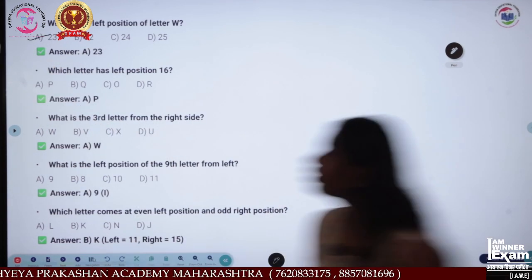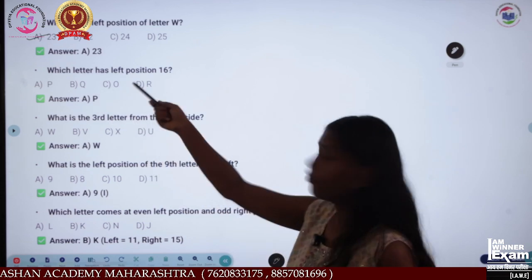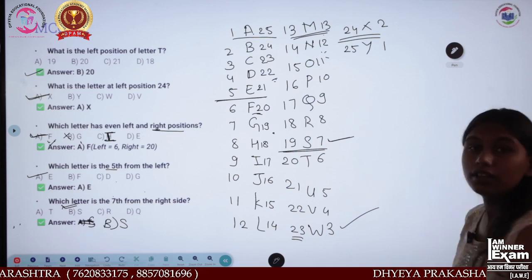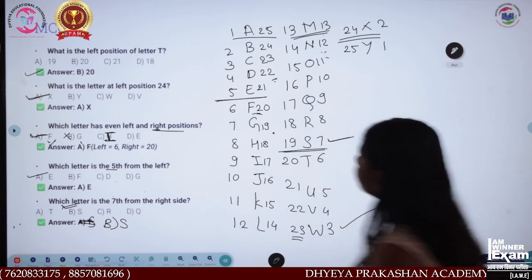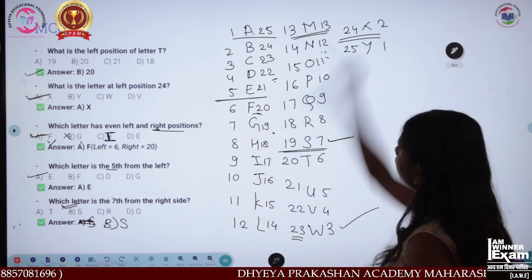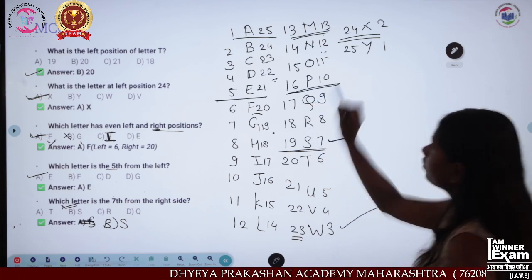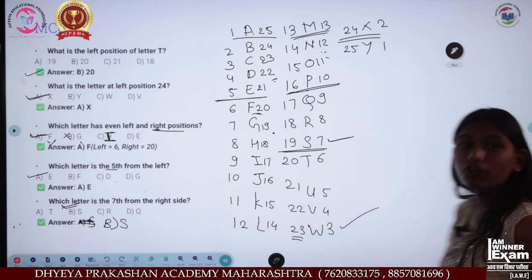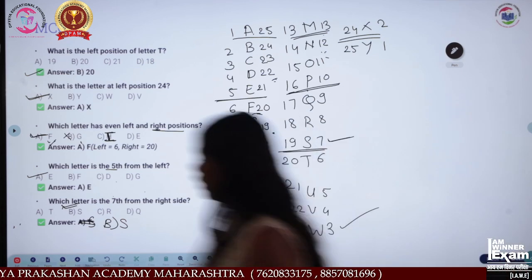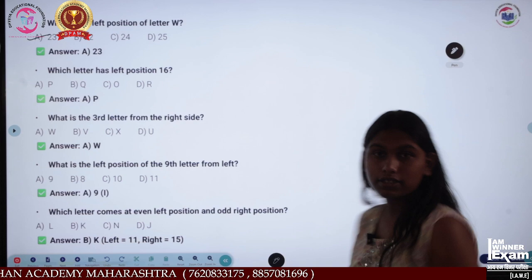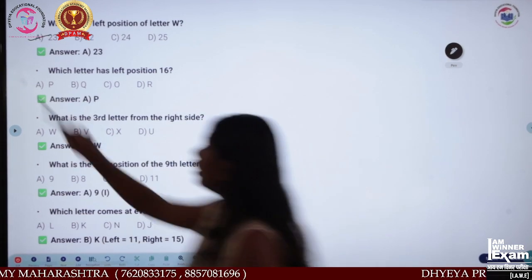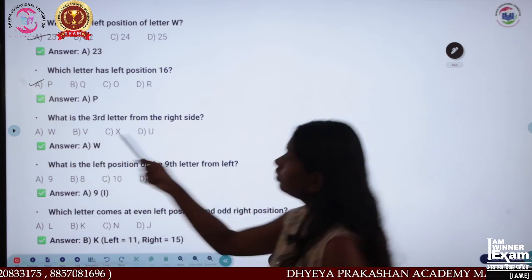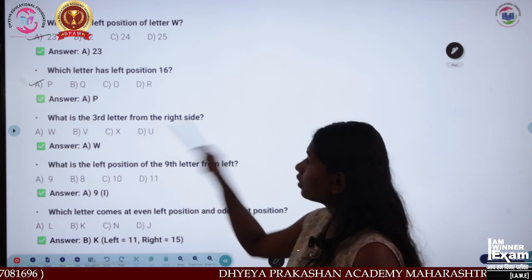Then again, which letter has left position 16? Now where is the 16? Here is the 16 from the left side. Then P has the left position at 16. So what will be the correct answer? A, P.